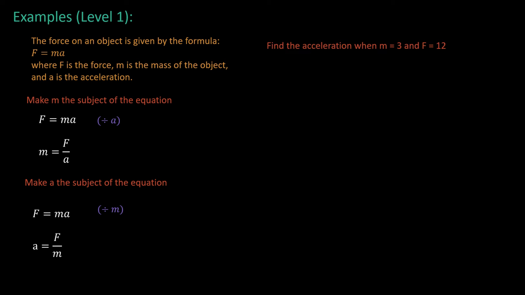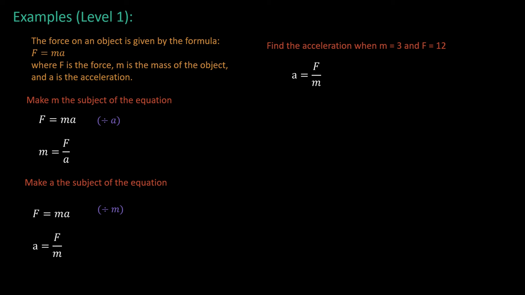Find the acceleration when m equals 3 and F equals 12. So this is what we actually changed the subject for. When we're finding the acceleration, we want acceleration to be the subject because we want it to be by itself so that we can figure out what it is. So the one we're actually going to use is that bottom one there, a equals F over m, because we're finding acceleration. And normally the pronumerals that we want to have on the right-hand side are ones where we know what they are, what number they are.